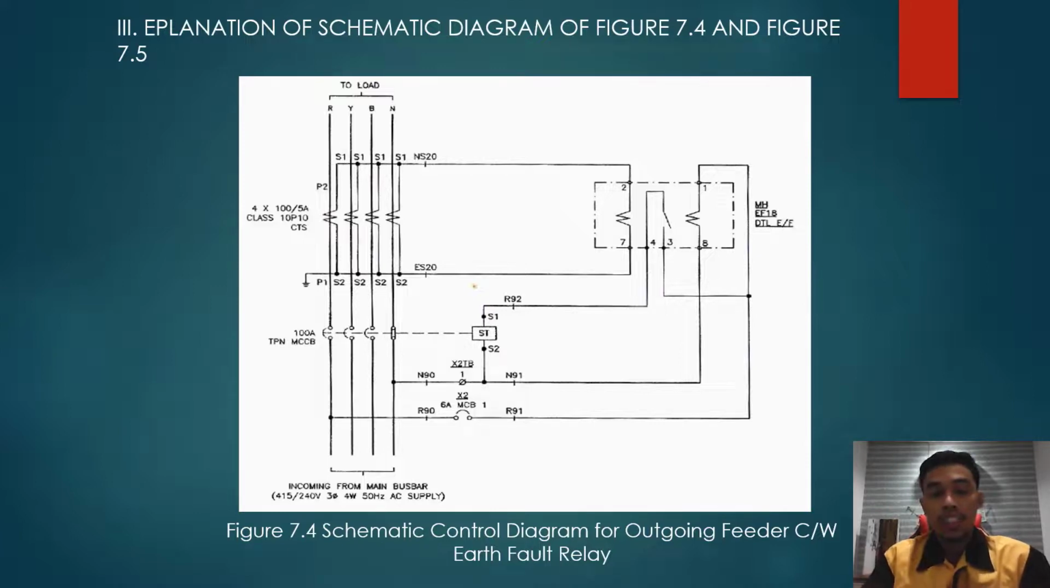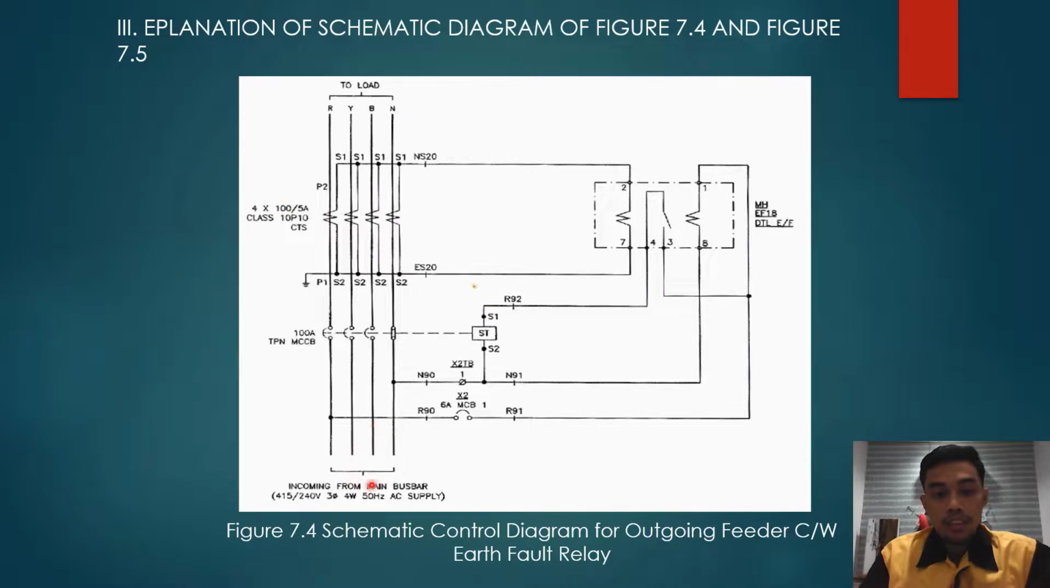So for today's explanation or video presentation, I will explain question number 3, which involves the explanation of the schematic diagram for figure 7.4, which involves the EFR, Earth Fault Relay, and figure 7.5, which involves the ELR, Earth Leakage Relay. As you can see here in the slide, this shows figure 7.4, the schematic control diagram for outgoing feeder Earth Fault Relay, EFR. So as we can see here, this is the EFR. So this is the supply, the system.